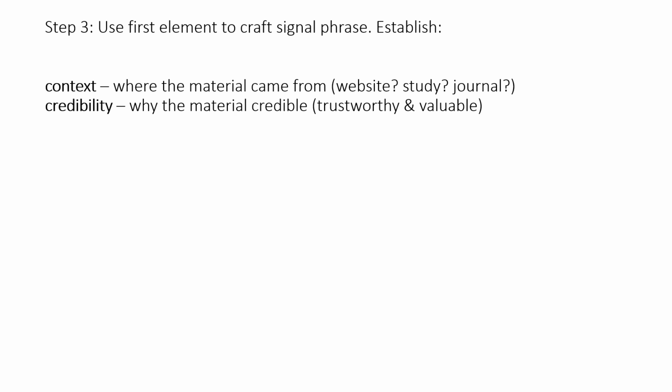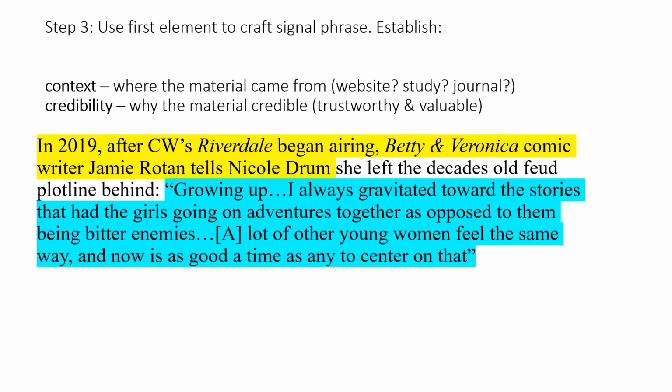So again, the signal phrase needs to establish context, where did the material come from, and credibility, why is it any good? In 2019, after CW's Riverdale began airing, Betty and Veronica comic writer Jamie Rotan tells Nicole Drum, and then we move on. So the signal phrase contextualizes, in other words, kind of explains where that outside material came from. That's the context. And then the credibility is why it's valuable, why it's good.